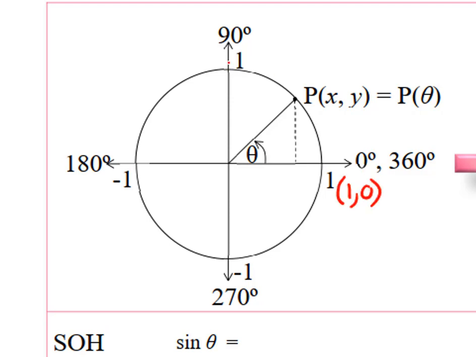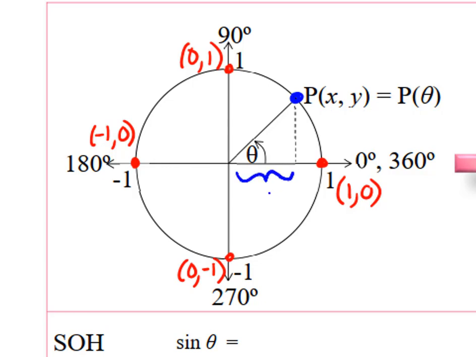This coordinate here is (0, 1). This coordinate here is (-1, 0), and this coordinate here is (0, -1). So we have that radius of 1. Now, if I pick a point on my unit circle, the point P, that's the point (x, y), meaning that this here is x and this here is y.